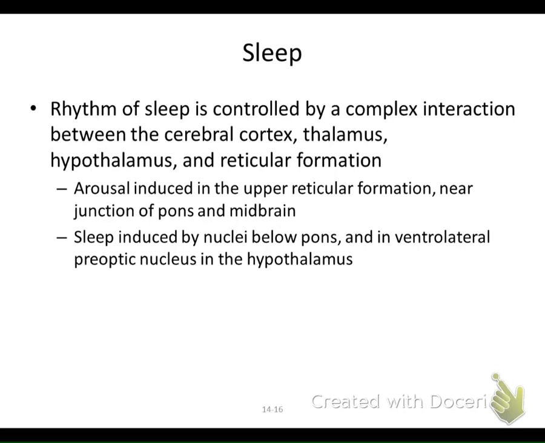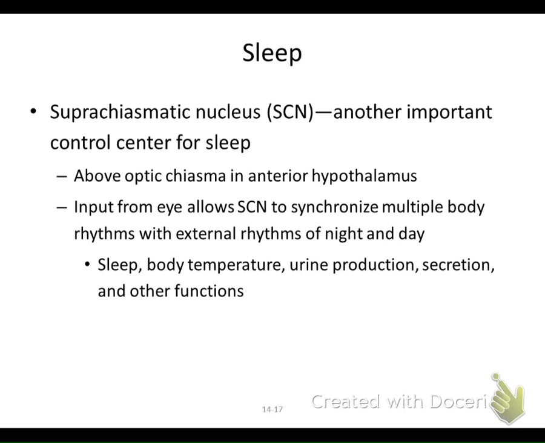I did not have you know the ventrolateral preoptic nucleus, so don't worry about it. I didn't ask you that in lab. Now here's what I did mention in lab, the suprachiasmatic nucleus, the SCN. It's an important control center for sleep. So as you're going back and looking at that functional region of the brain worksheet in lab, and you get to the SCN, put down next to it a control center for sleep.